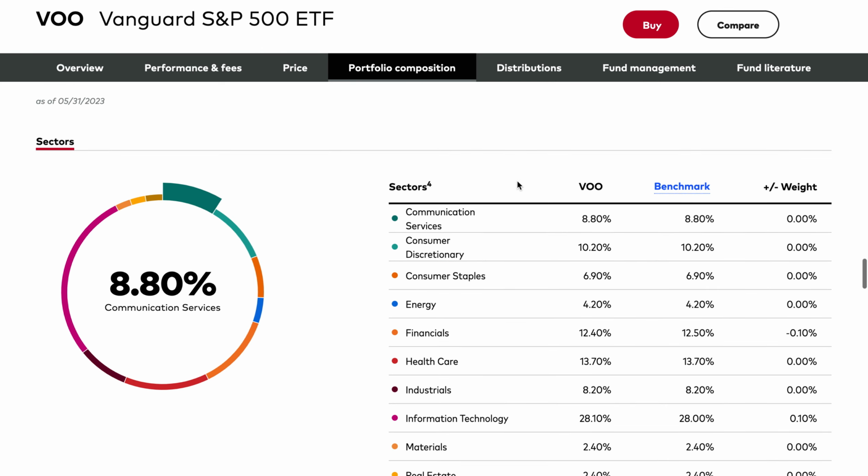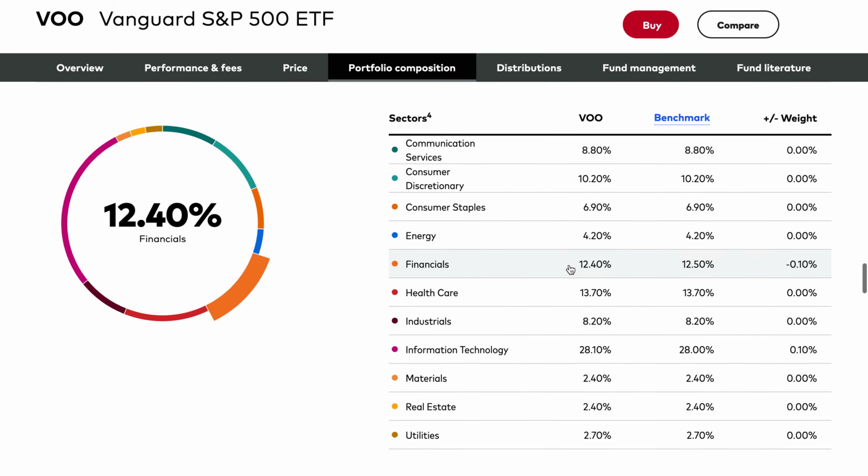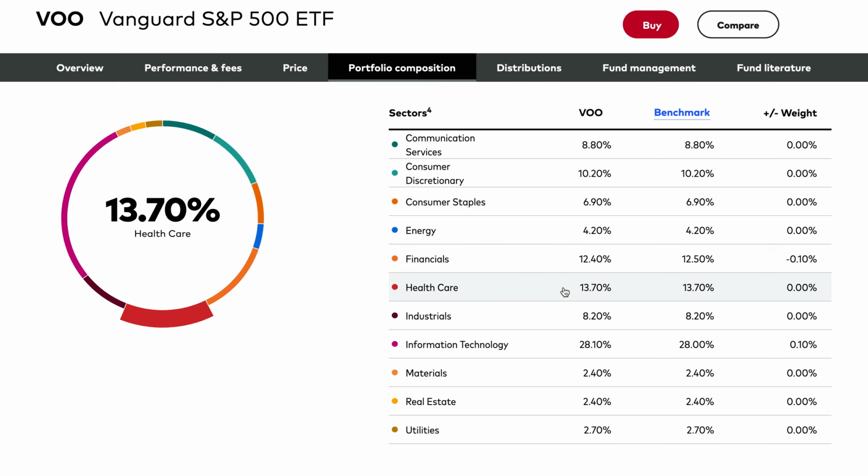But here you can see the different sectors that this ETF invests into. So communication services at 8%, consumer discretionary at 10%, consumer staples at almost 7%, energy at 4%, financials at 12%, healthcare 13%, industrials 8%. Information technology being the highest, so without looking at this, we already know what's probably going to be in here. It's going to be the large cap tech like Apple, Microsoft, Google, Amazon. Then you have materials at 2%, real estate at 2%, and utilities at 2%.